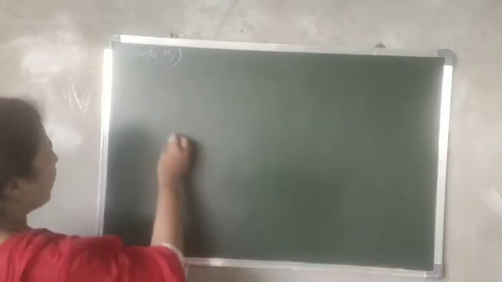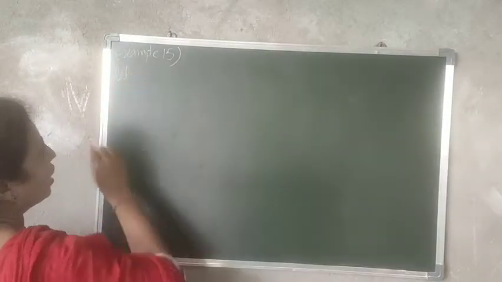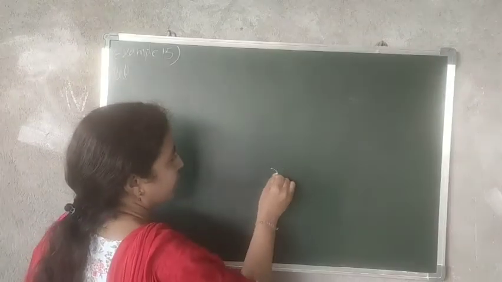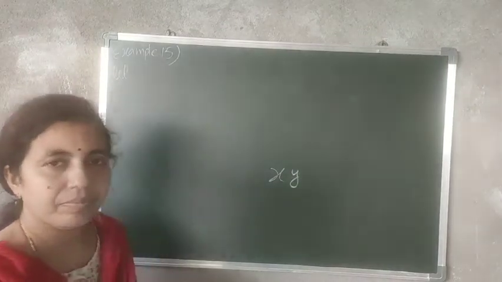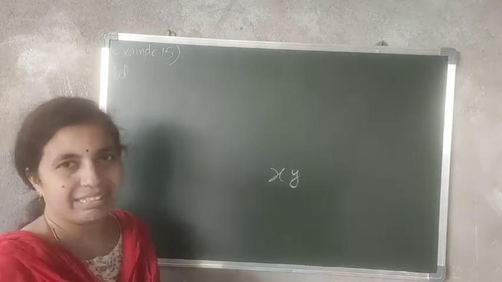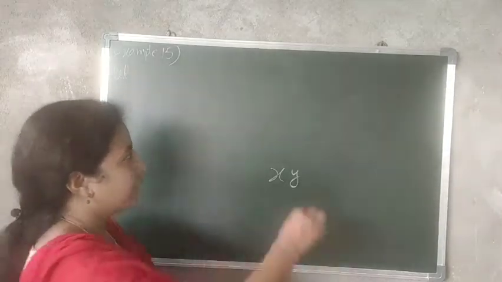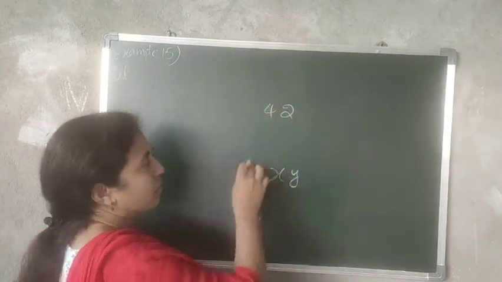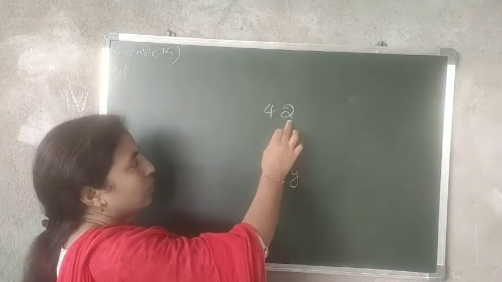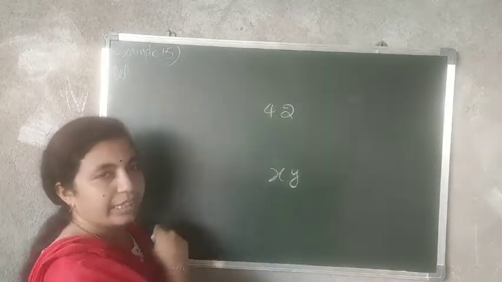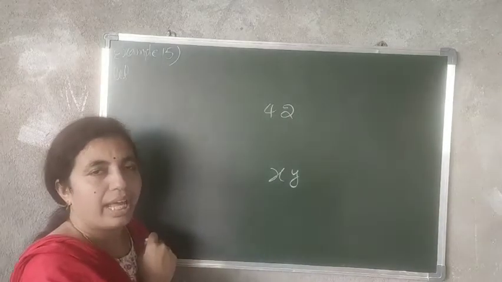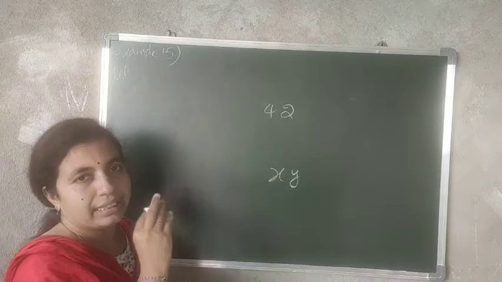If you consider 2 digits, just assume that it is xy like this. This is the 1's digit and this is the 10's digit. Yes or no? When you write a number, if I write 42, 2 is in the 1's place and 4 is the 10's place digit. So 2 is the 1's digit and 4 is the 10's place digit.